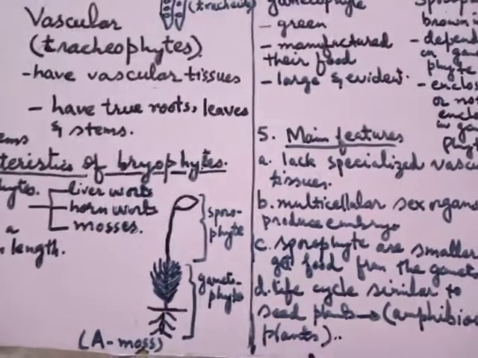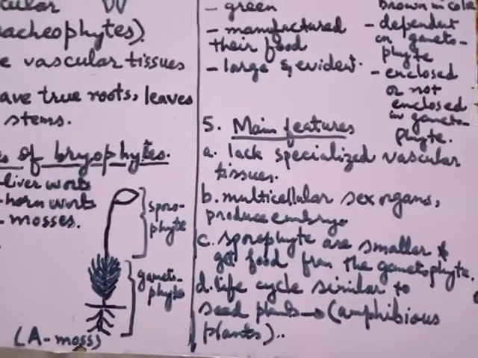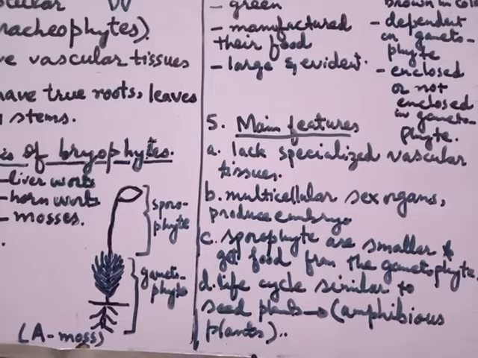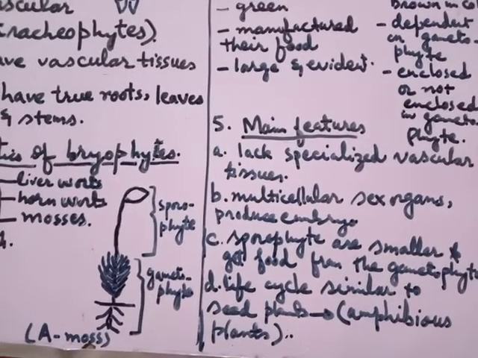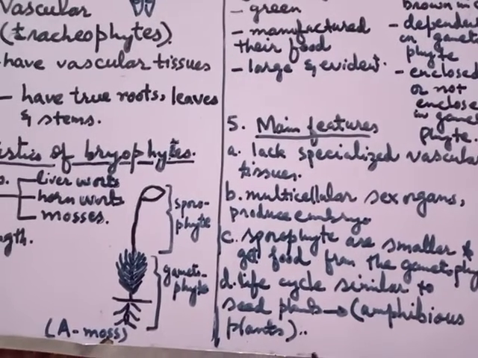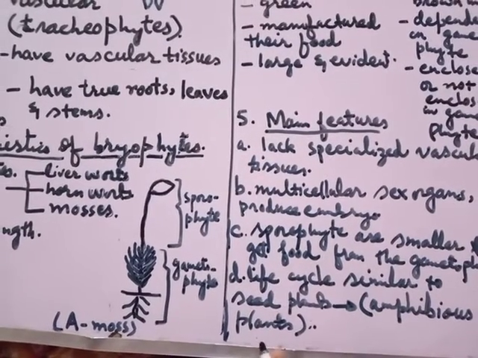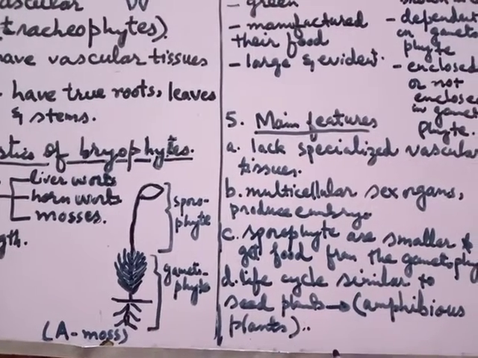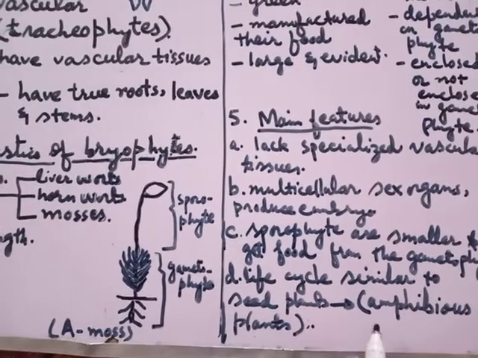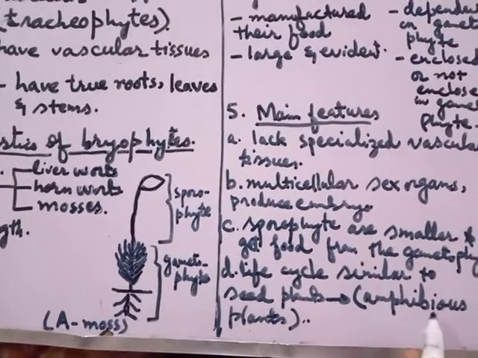Now, bryophytes are also called what? They are called amphibious plants. Why do we call them amphibious plants? As they need water for development, existence and reproduction. That's why we call them what? We call them amphibious plants.